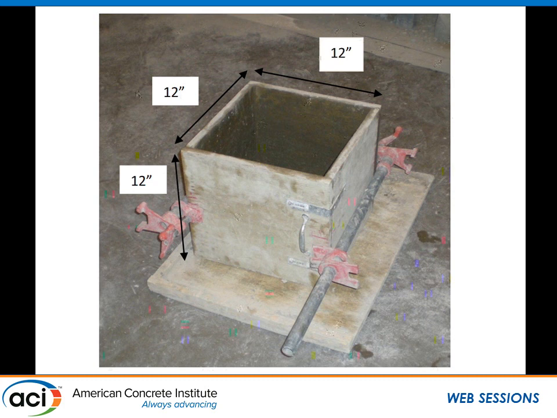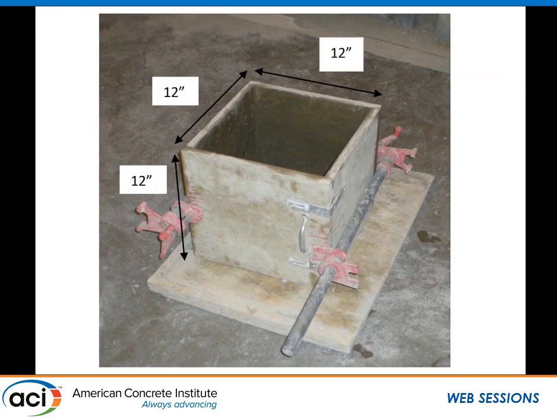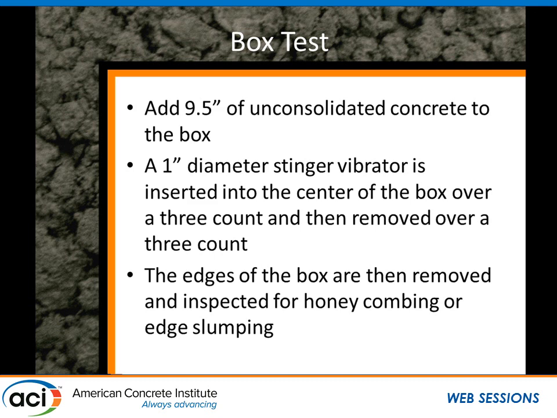So we're going to take this box. It's 12 inches by 12 inches by 12 inches, right? It's got an open top, it's got an open bottom, and it consists of 2 L's. You can take it apart, back and forth, 2 L's, over and over again, okay? These 2 L's are held together by these extremely expensive, wrong direction, expensive pipe clamps. Okay, $20. Right? And we're going to fill this up with 9.5 inches of unconsolidated concrete.